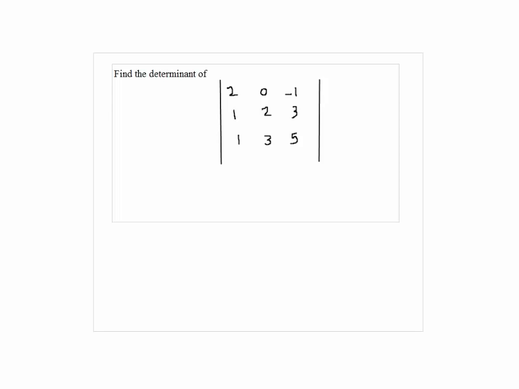Find the determinant of a 3 by 3 matrix. To find the determinant of a 3 by 3, you have to pick a row or column and then find a minor of that matrix. So let's go ahead and rewrite this matrix in a different page so we have more room to work this out.